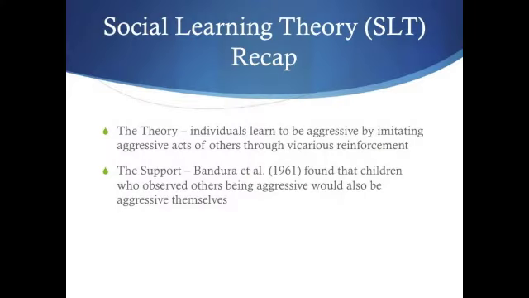Okay then, as a recap of what we've looked at already, and looking from that video, the theory from the social learning point of view suggests that aggression comes from imitating aggressive acts from others, and you are then vicariously reinforced from doing so. The support for that was then that Bandura study, the Bobo doll study, where they found that children who observed others being aggressive would also be aggressive themselves. And so that's one way of explaining why aggression may occur.